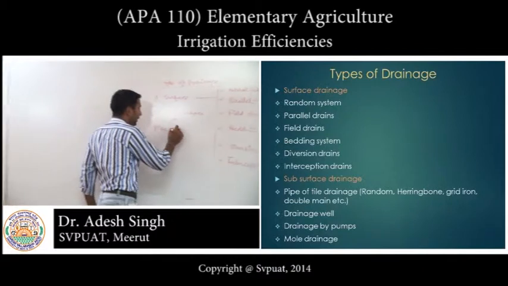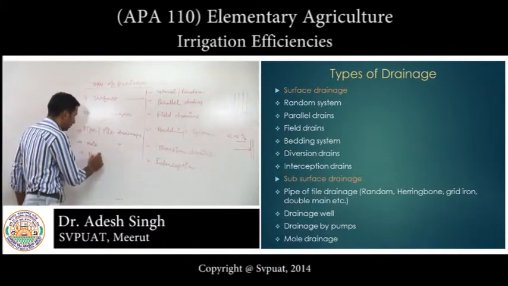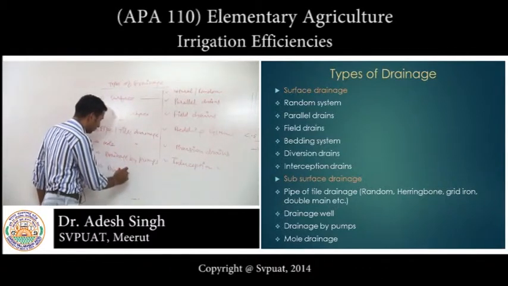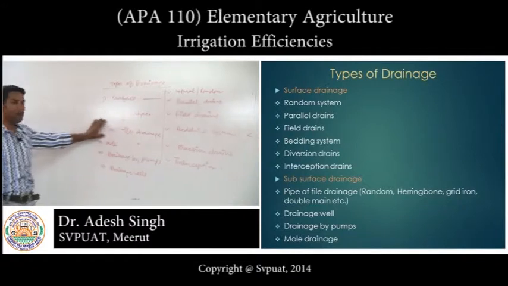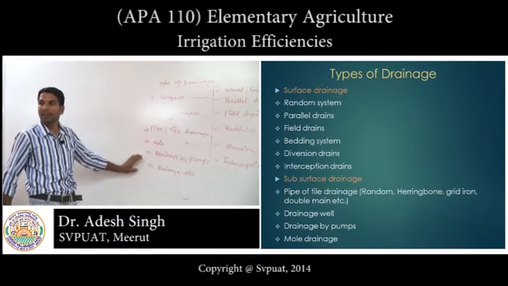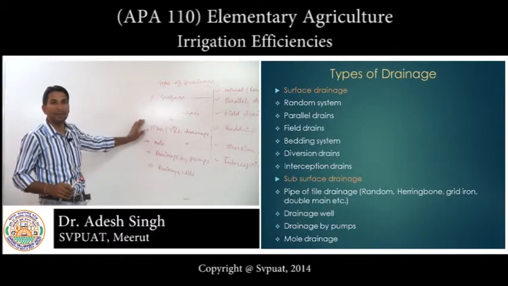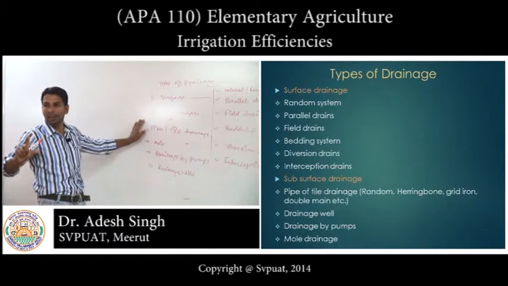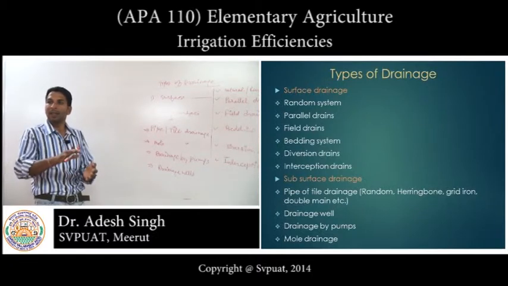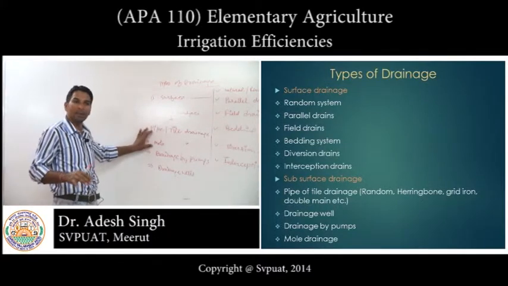pipe or tile drainage, mole drainage, drainage by pump or drainage well. All kinds of drainage are used when there is excess moisture in the subsurface, or you can say in the root zone, then water is removed from the root zone soil.